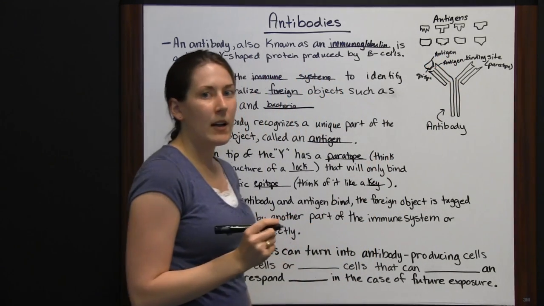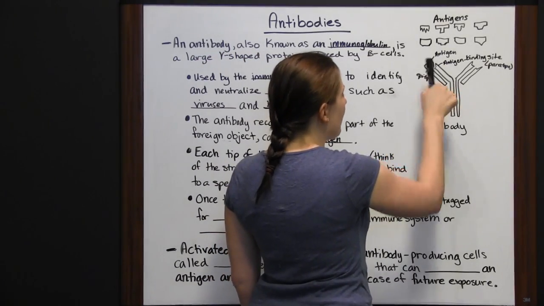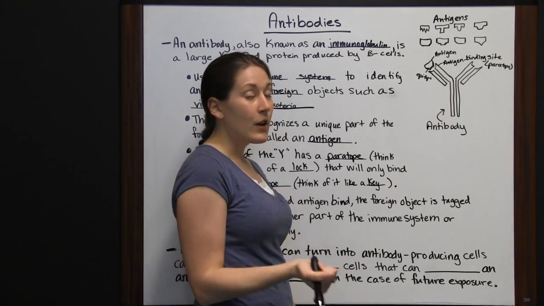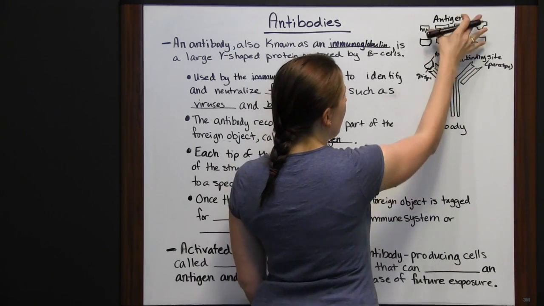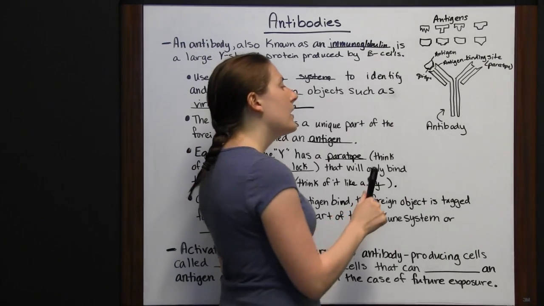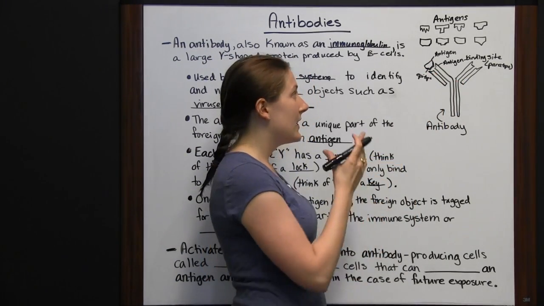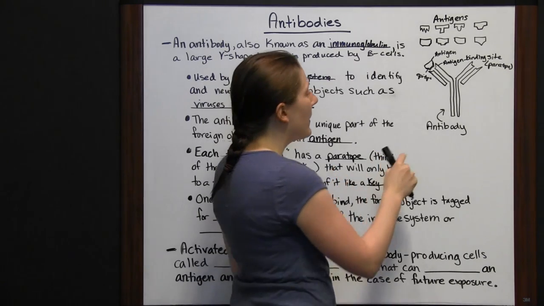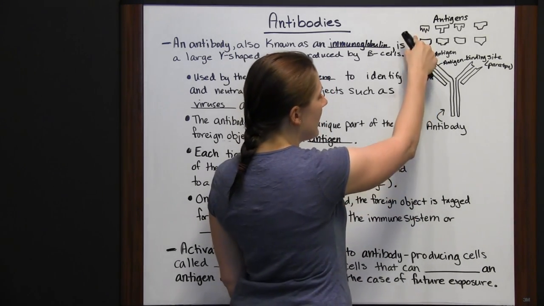So that one spot on your antigen is what's going to be able to bind to the one spot on the antibody. And if you don't have the right key to go in the lock, or the right lock to bind with the key, then nothing's going to happen. There are lots of antigens, and different antibodies can attach to different ones of those. But one antibody is only going to be able to bind to one antigen.